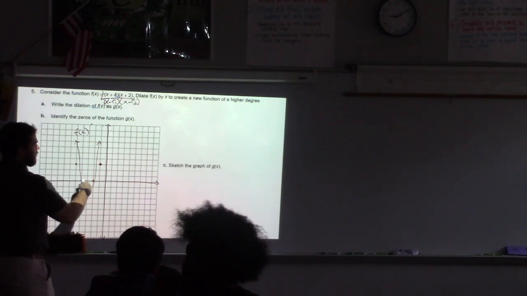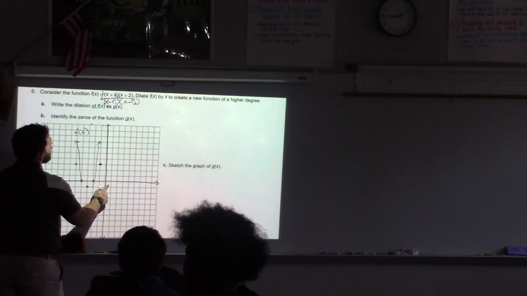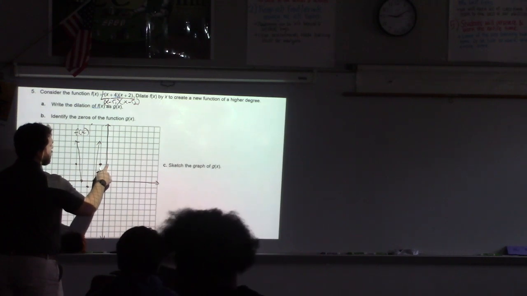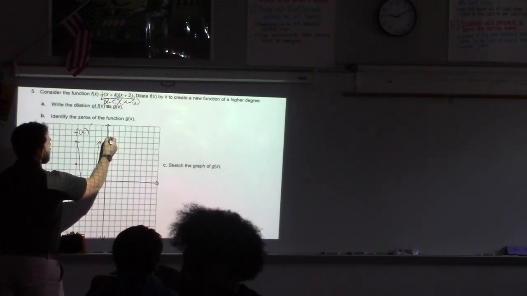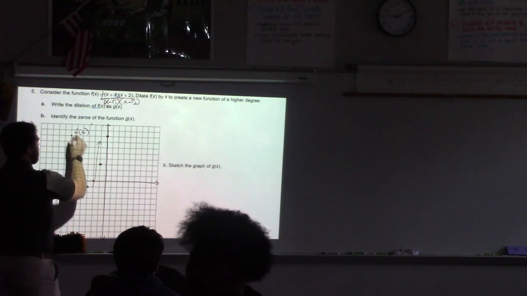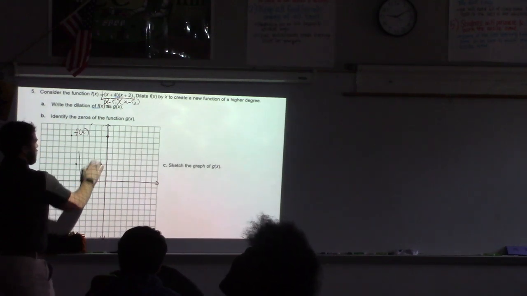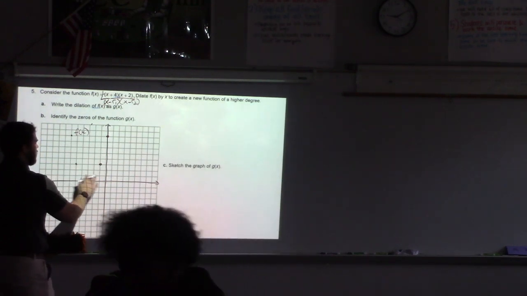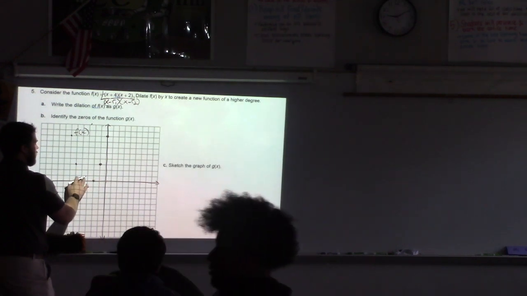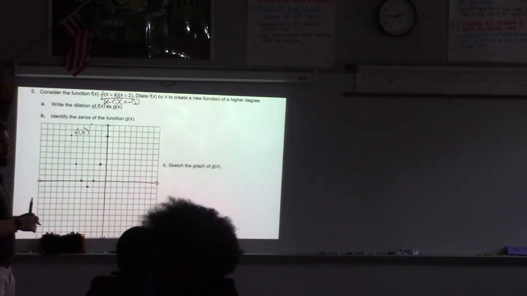And so I could have been more accurate like this. That'd be 8, 1, 2, 3, 4, 5, 6, 7, 8. And so this would be a more accurate parabola, but notice it's still not that wide. And it still has the same general shape.